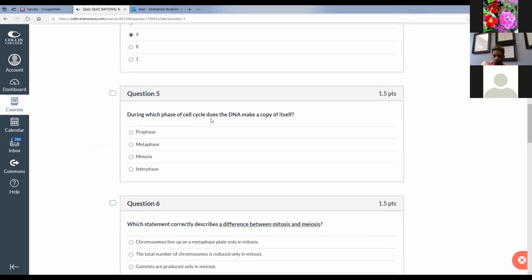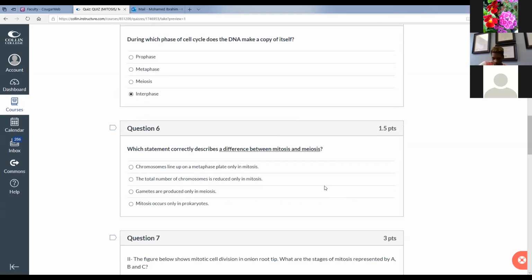Question 5, during which phase of the cell cycle does the DNA copy itself? This is very important. Remember, the DNA copies itself during interphase and especially during the S phase. S stands for synthesis, meaning the DNA is replicating, copying itself. So this is not happening in prophase, not in metaphase. It happens only in interphase, especially during the S phase, okay?